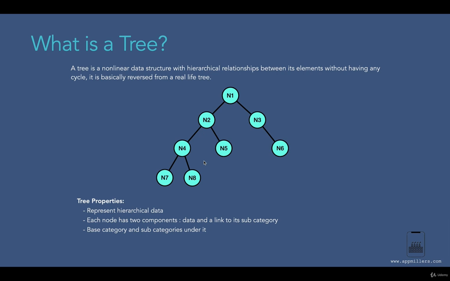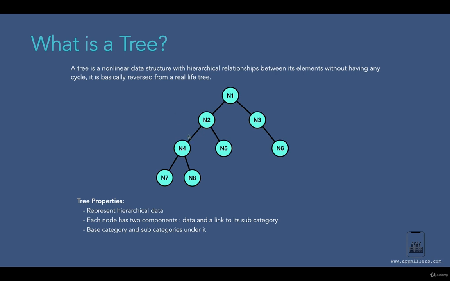Then we can easily see that every node has two components in this case. One is the data, and the other is that it has references to subsequent nodes over here. So we can easily see, for example, from this node that the data is N2 and it has references to N4 and N5 in this case over here. So this node has two components, so this tree satisfies the property that we mentioned over here.